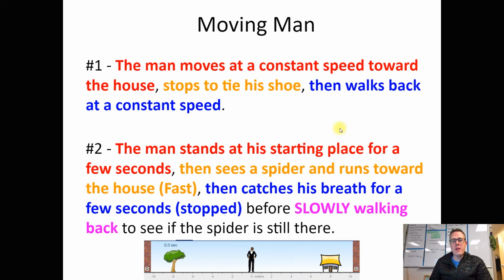For the second one, we're going to make things just a little bit more complicated. This time, he's going to be standing at his starting place for a few seconds, then he's going to see a spider and run towards his house, so we're going to have really fast. Then, the third part, he's going to stop to catch his breath for a few seconds before slowly walking back to see if the spider is still there. So for this one, make sure you're showing the differences in the velocities for this graph. Pause this video if you need to add the description to your paper.